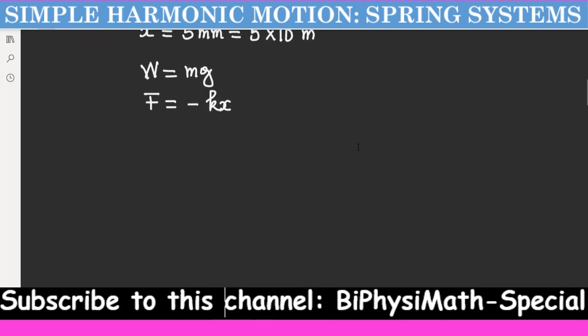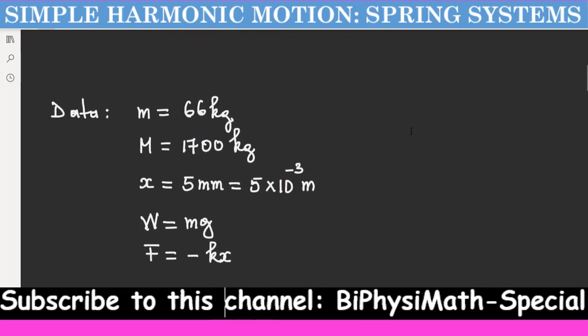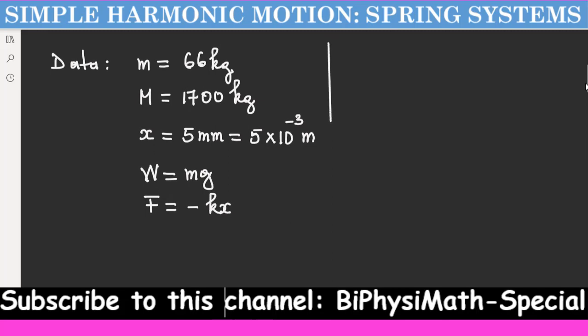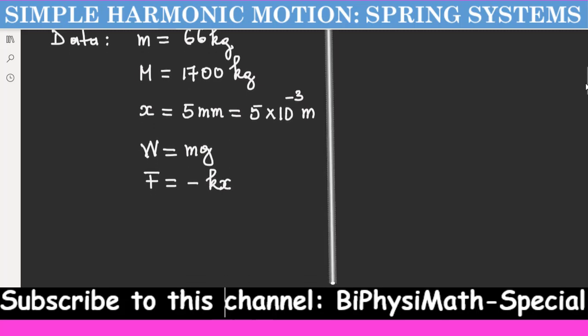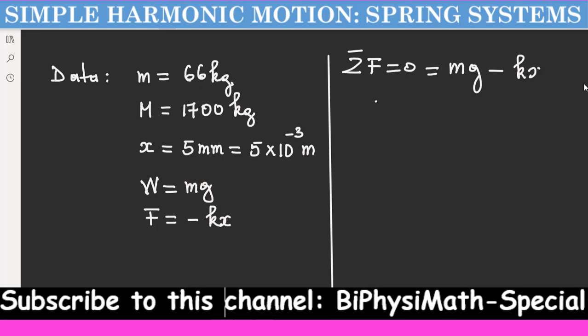Let's apply Newton's second law for the vertical spring, which says that the spring will be in equilibrium when the sum of forces is equal to 0. The forces I have here are the weight of the driver and our spring.